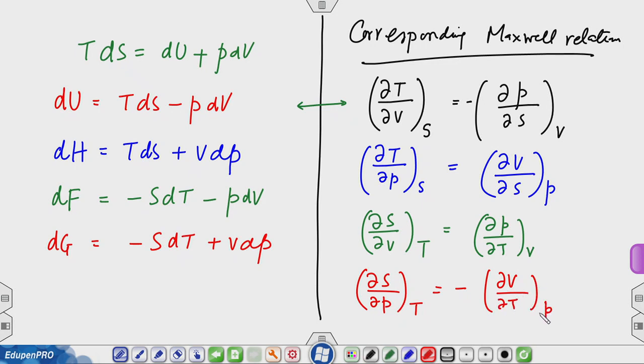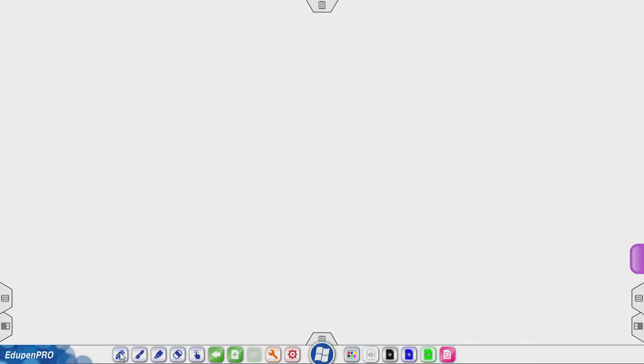And by solving problems, I had given you examples of employing those. We'll be using these relationships to solve certain problems. The idea is to give you some familiarity as to how mathematical manipulations are done in thermodynamics.